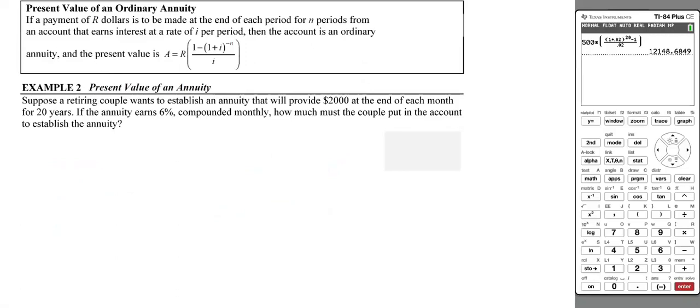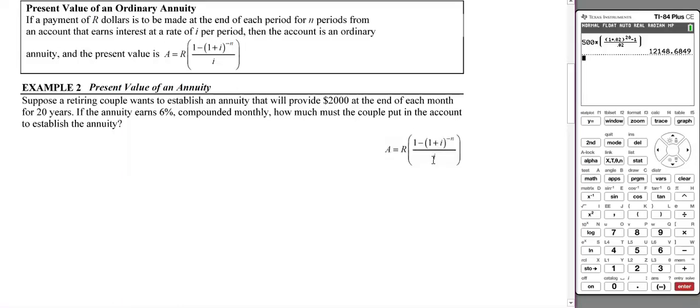Present value of an ordinary annuity. If a payment of R dollars is to be made at the end of each period for N periods from an account that earns interest at a rate of I per period, then the account is an ordinary annuity and the present value is A equals R times 1 minus the quantity 1 plus I to the negative N, all over I.